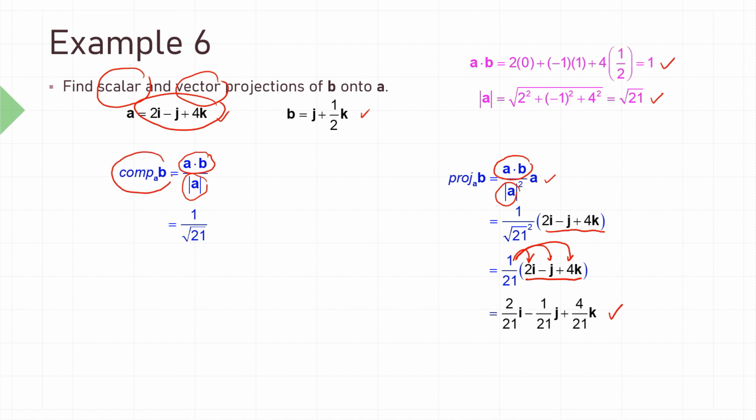You see that for the component of B along A, which is the scalar projection, you get a scalar, which is a constant number. But for the vector projection, which is the projection of B onto A, you see that it's actually a vector. So that's it.